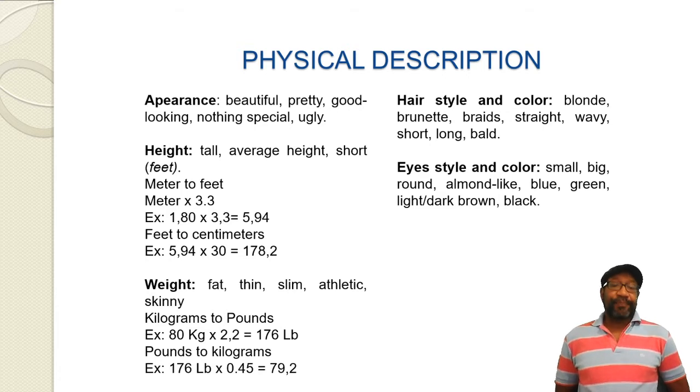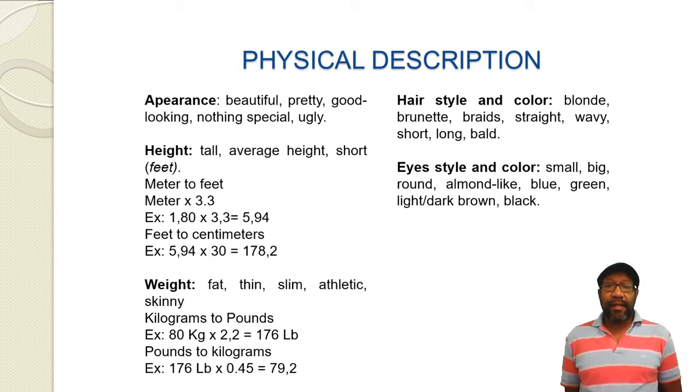And about weight, you can be fat, thin, slim, athletic, skinny, nothing special. We have a lot of them. And here also we have a difference because we use kilograms, and in most English-speaking countries they use pounds. So you have here 80 kilograms times 2.2, and then you have the equivalent in pounds. In the opposite direction, you can do it too, right?